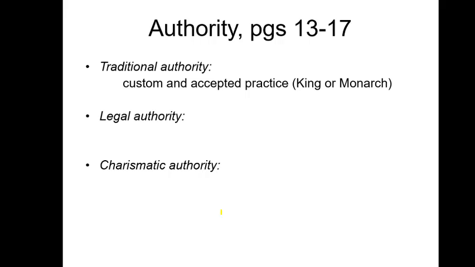Another type of authority is called legal authority, and this is the type of authority that we have in the United States that's based on a written rule of law that everybody abides by and respects, such as the Constitution. And we will talk more about the U.S. Constitution and constitutions in general in a later chapter. It's a very important concept of this rule of law.